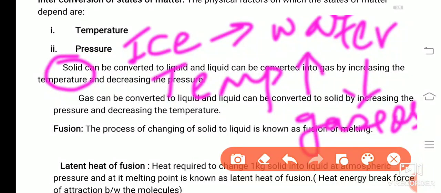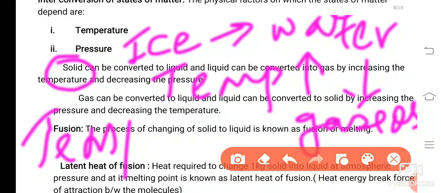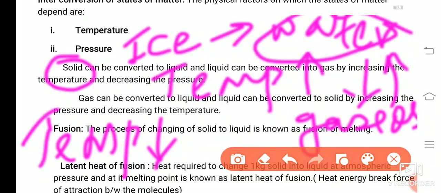Now, if the temperature is decreased, what will happen? The gases can condense, liquefying into water. When you decrease the temperature of water, it can convert into ice. That means gases can be converted into liquid, or liquid into solid, by decreasing the temperature, and vice versa. Vice versa means opposite. Solid can be converted into liquid and liquid into gas by increasing the temperature. So this is one factor.